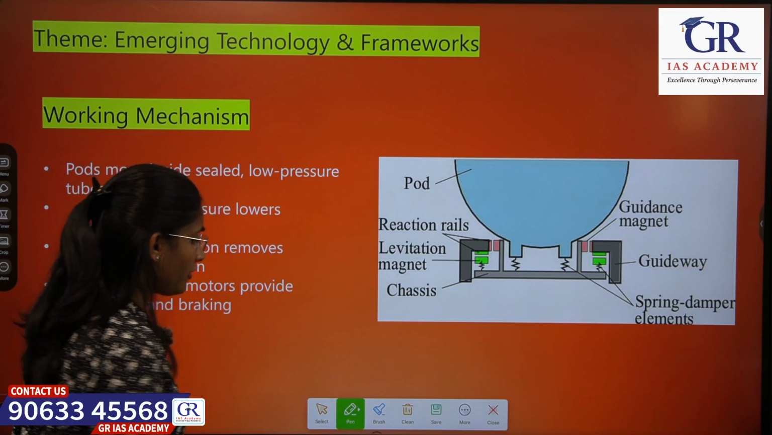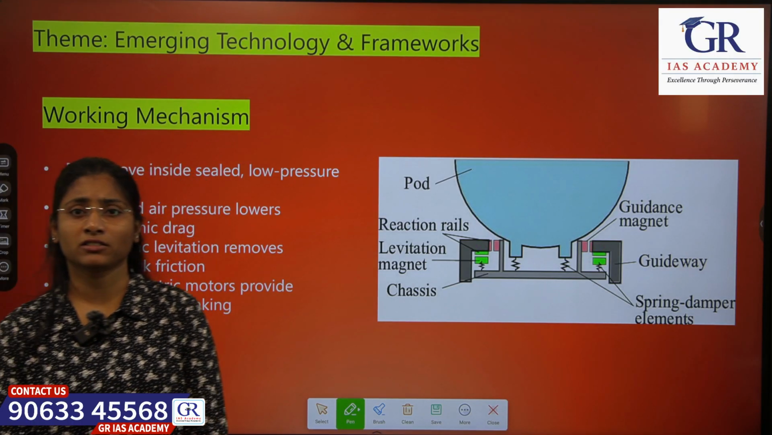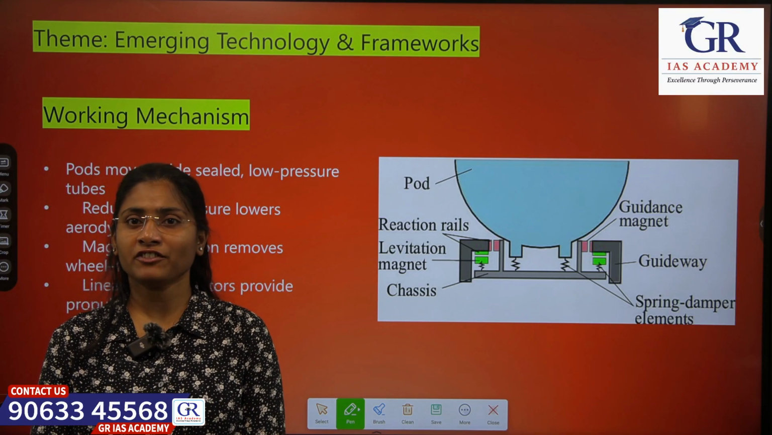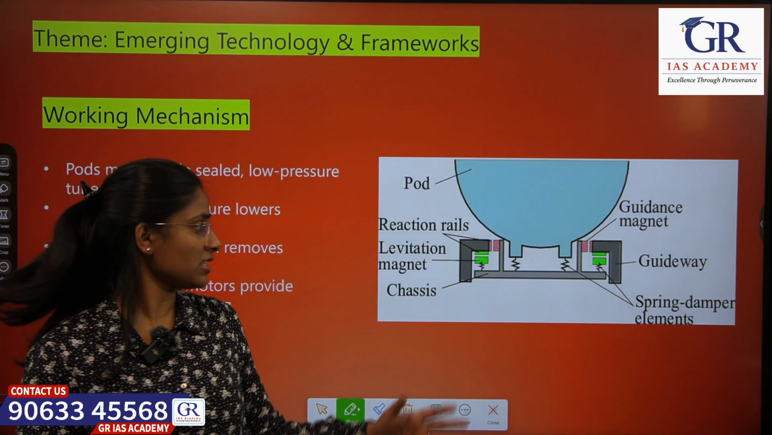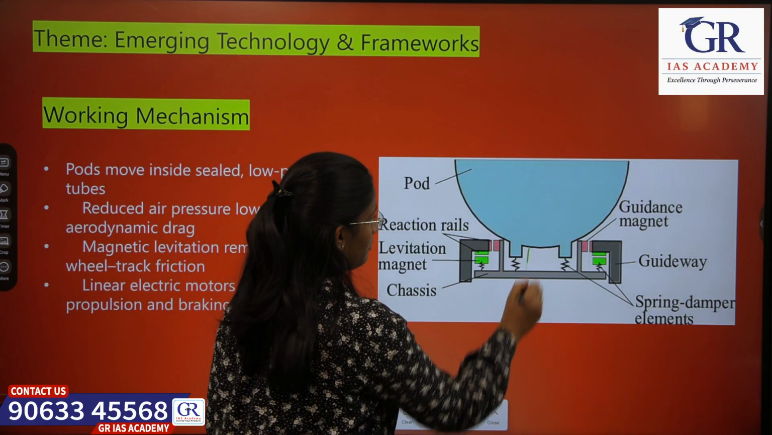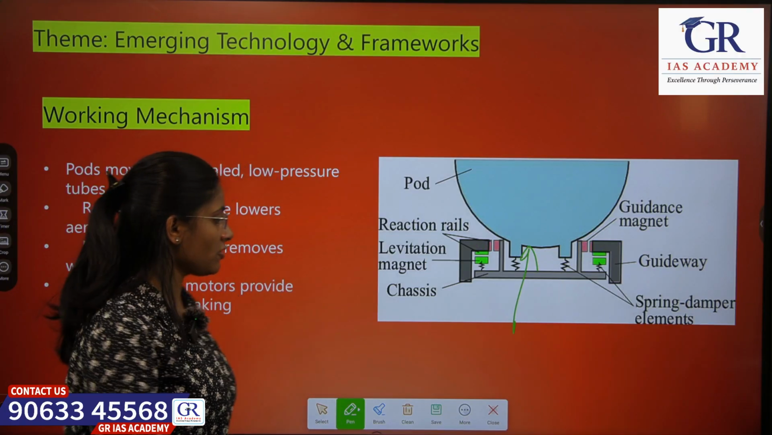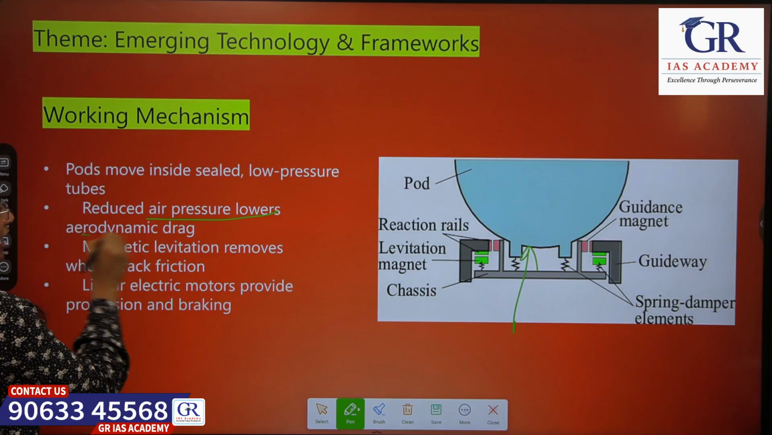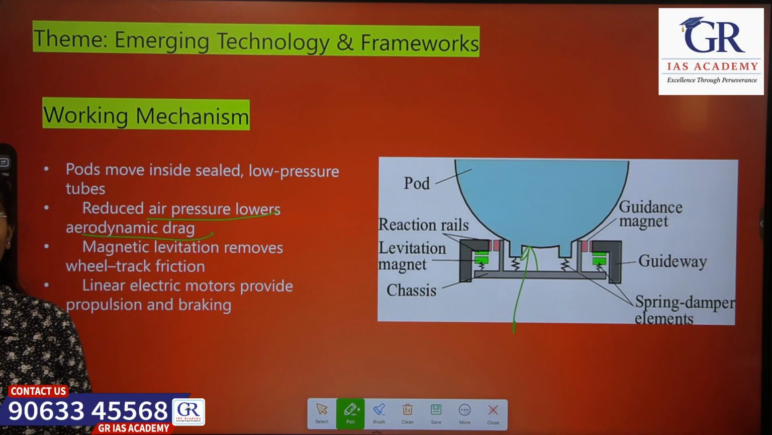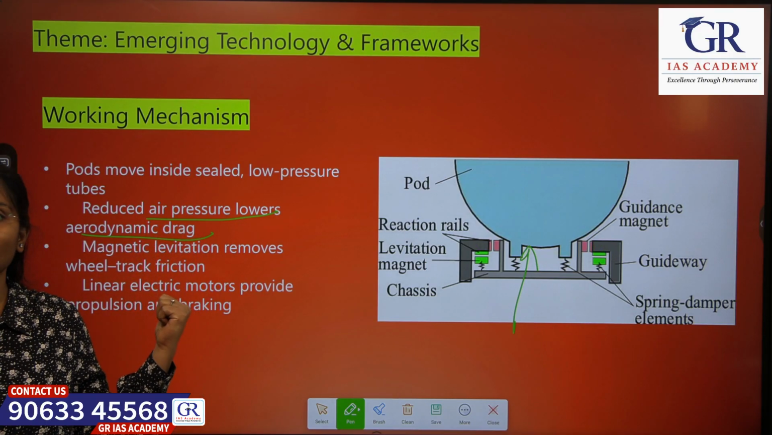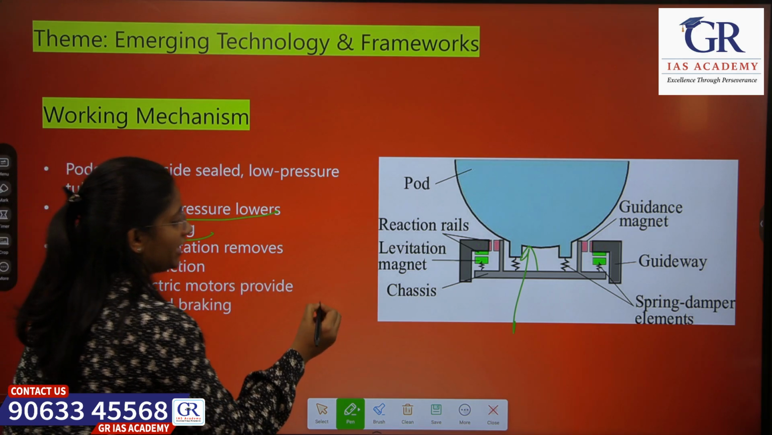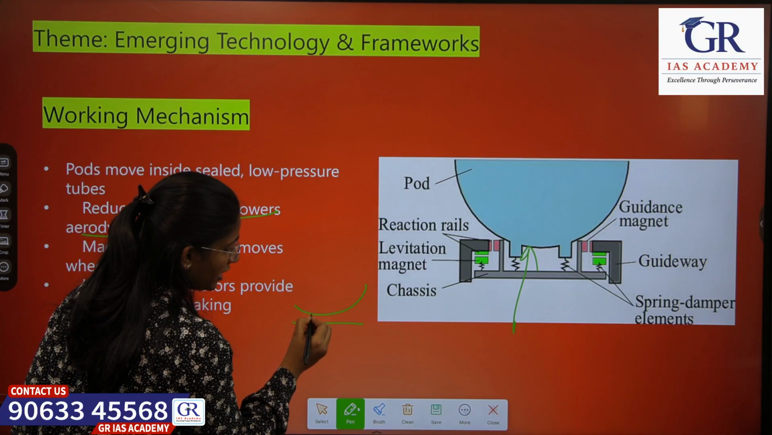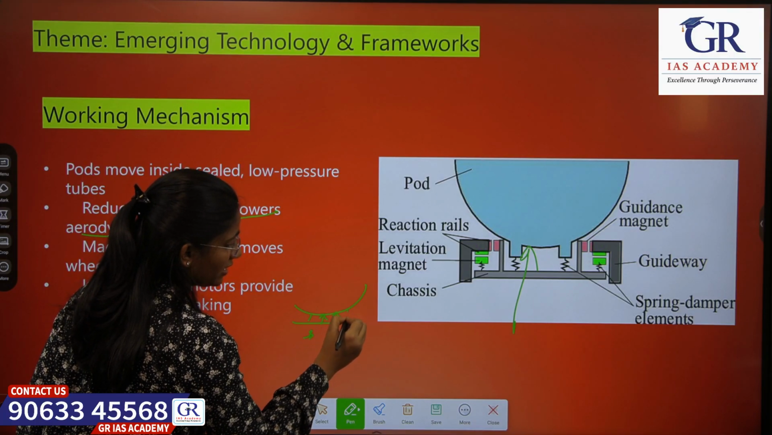Why are we using maglev technology? Why can't we use rails? Maglev technology allows our pod to float in the air, because of which air pressure will be lowered and aerodynamic drag will not be there. Why will aerodynamic drag not be there? Because when it floats in the air, there won't be friction between the rails and the pod.